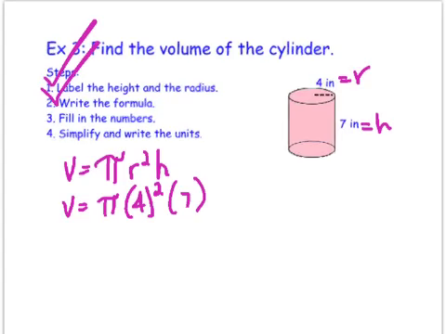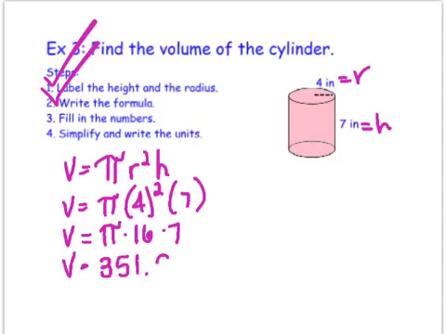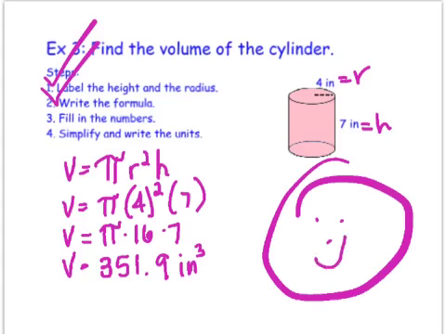So I'm going to ask that you write this step out because when grading the test on surface area, I think this was the most common mistake of not doing order of operations correctly. So we're going to say volume equals pi times 16 times 7. And when I do that, I get the volume equals 351.9 inches what? Inches cubed. Y'all are superstars. That's what you are.